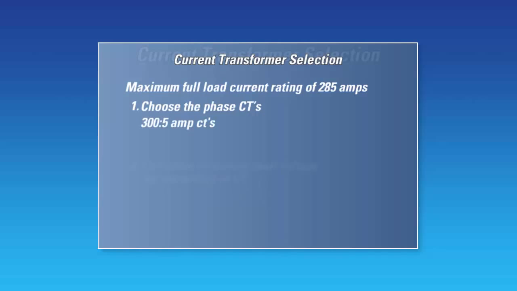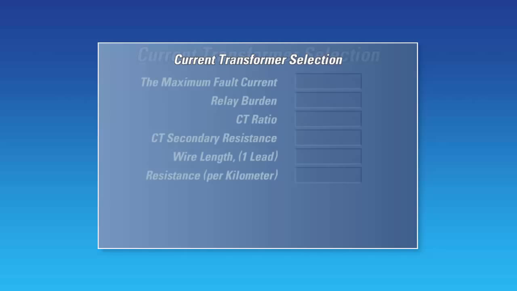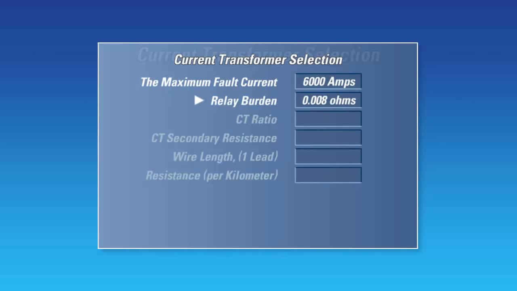The next step is to calculate the maximum fault voltage that will appear on the secondary of the CT as follows. The information required for the secondary fault voltage calculation will be filled into the following chart. The maximum fault current is 6,000 amps. The relay burden is 0.008 ohms. The CT ratio is 300 to 5. The CT secondary resistance is 0.088 ohms. The CT lead length is equal to 50 meters, and the resistance of the wire is 4.73 ohms per kilometer.